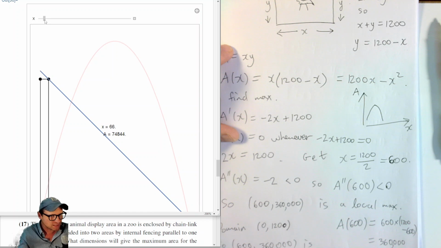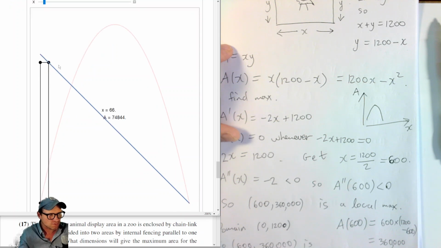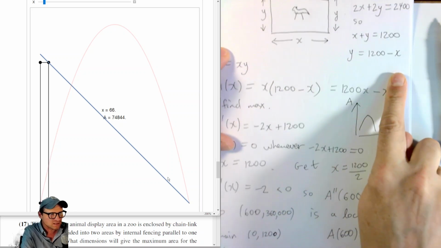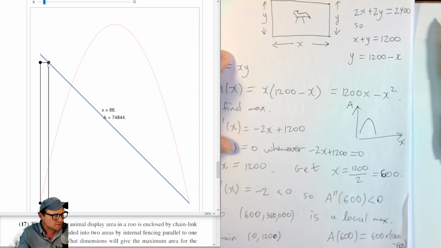Right, so what I'm displaying here is the x value. I'm displaying the area. I'm showing the rectangle, but the blue line that you see here is just the line of that constraint. And so the x and y point at the opposite end follows that constraint in our geometric diagram here. So let's see what happens to the area.